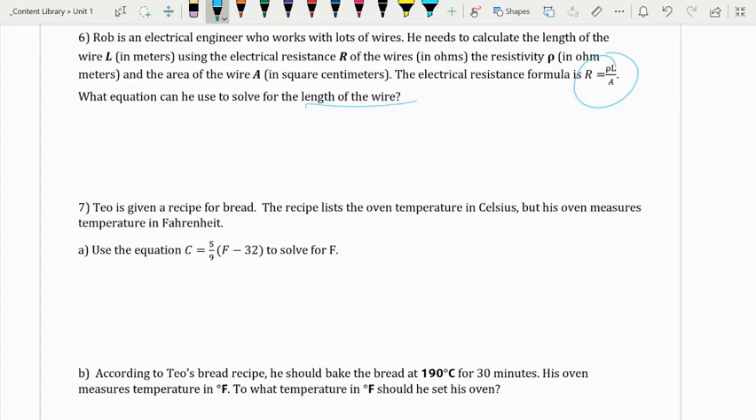So we need to figure out which one is talking about the length of the wire. If we go back to the equation, we can see the length of the wire is L. So in other words, we are solving for L. So if we have R equals PL over A, I want to get rid of the fraction first, so I'm going to multiply by A. So we now have AR equals PL. Solve for L. I would just have to divide by P. We're left with L equals AR over P.